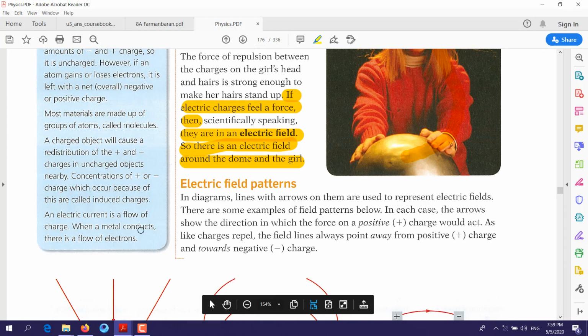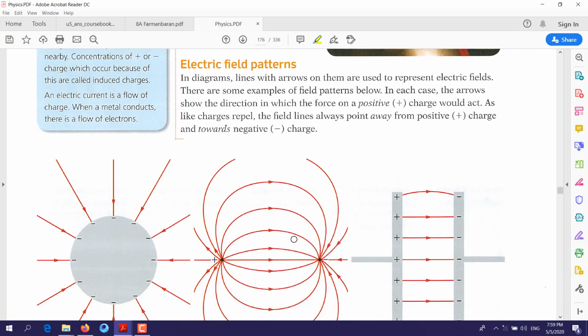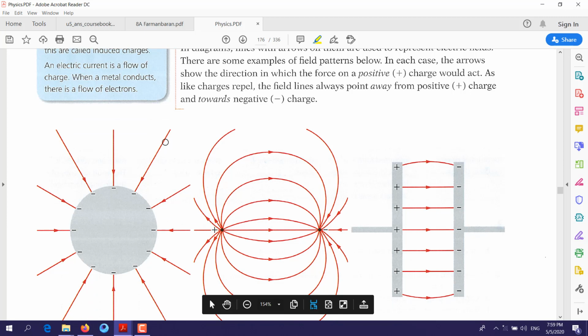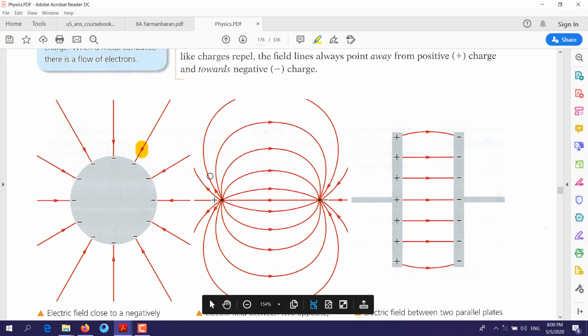Now, electric field patterns. If you take a look at these diagrams, all of them have these lines, and each line has an arrow. These arrows, these lines, the red lines, show the electric field. But as you can see here, we have different shapes of electric field. These shapes depend on the source of the charges. For example, when it's a circle, the field will also be a circle.